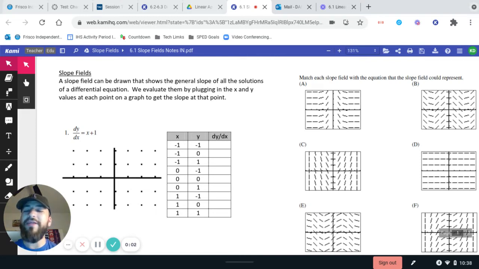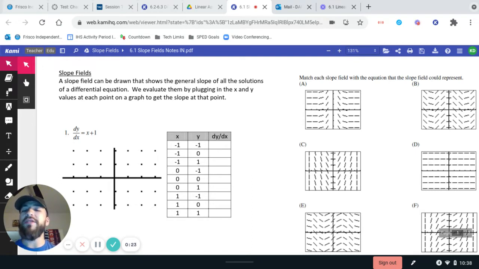Hey y'all, today I'm going to be talking about 6.1 slope fields. So slope fields are the other half of 6.1. And slope fields are going to kind of feel like calculus art. You're creating these pictures of slopes on a graph. And what a slope field really is, is the general slope of all of the possible solutions of a differential equation.